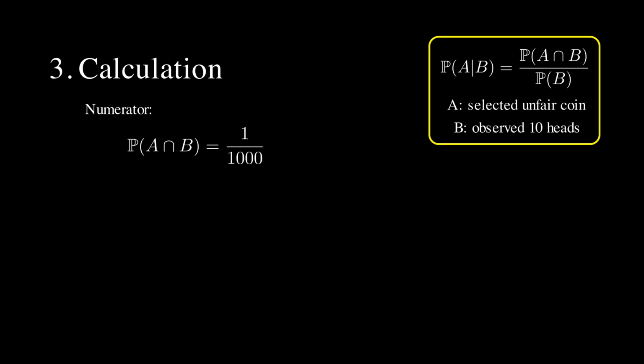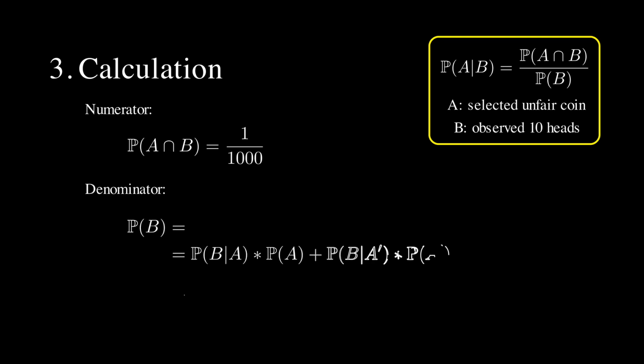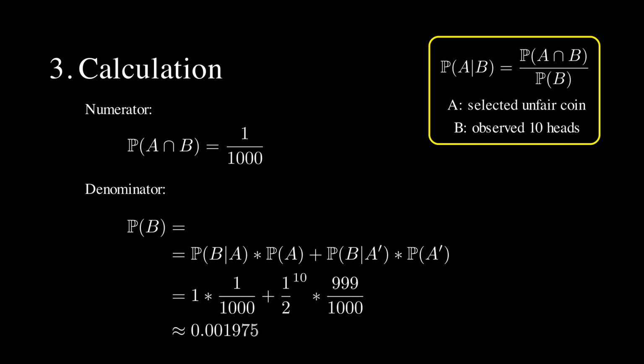To calculate the denominator, or the probability of observing 10 heads, we must partition across the two cases in which we can observe 10 heads. This is known as the law of total probability, and it asks us to compute the probability of observing 10 heads given that we've selected the unfair coin, and adding that to the probability of observing 10 heads given that we've selected the fair coin.